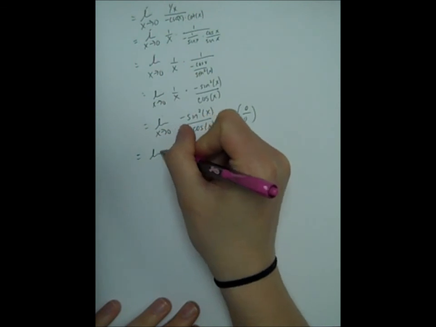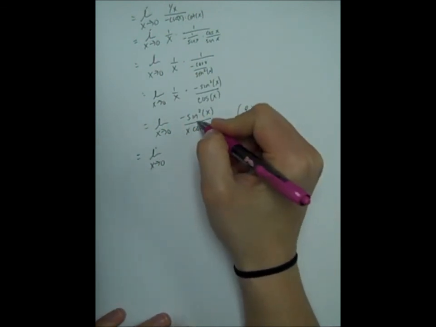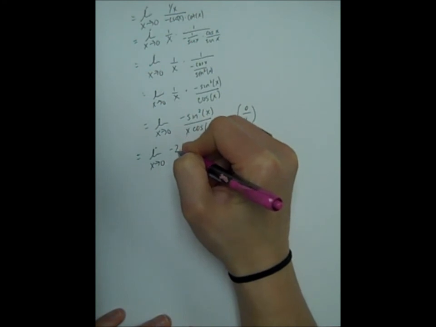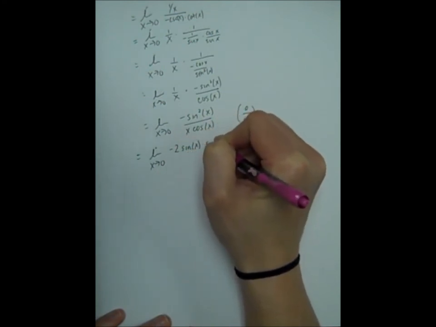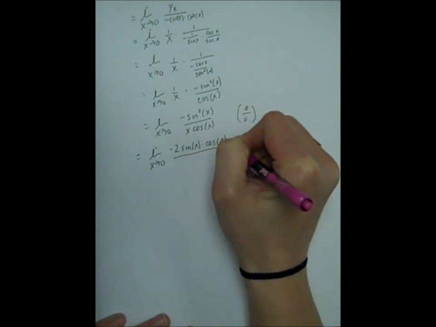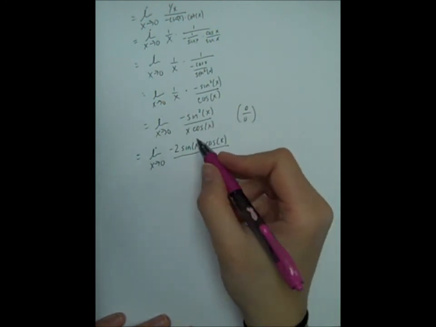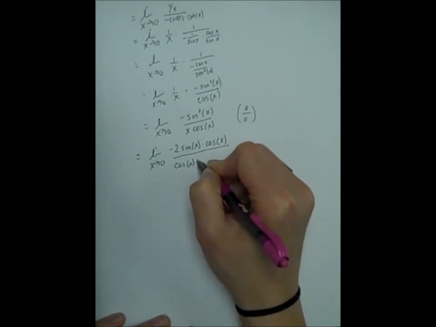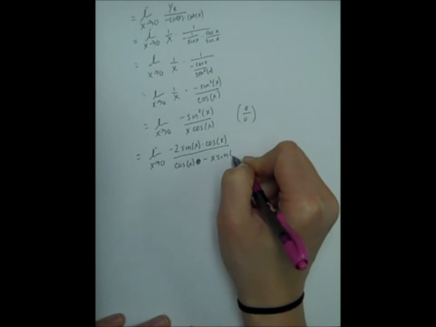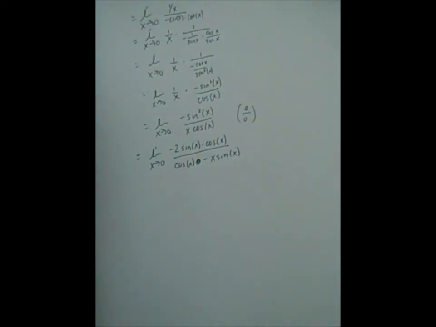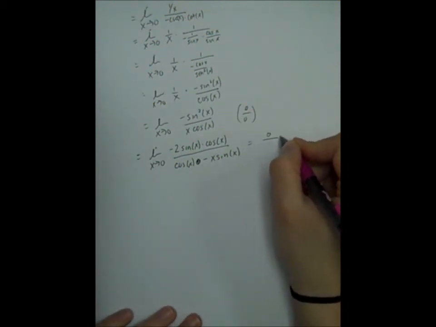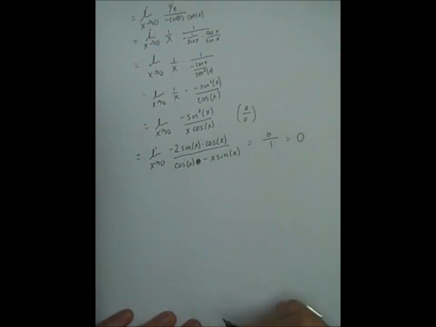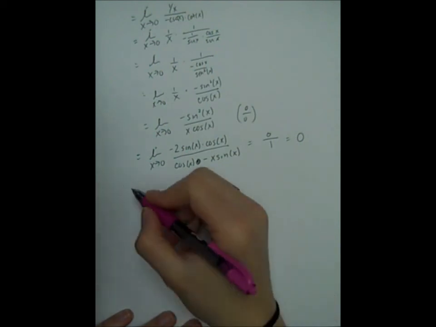So let's take the derivative of the top and bottom. The derivative of the top, that's going to be the chain rule. So I get negative 2 sine x times cosine x. Take the derivative of the bottom using the product rule, so I'll get cosine x plus, I should say minus x sine x. Now what happens when I plug in 0? I get 0 over 1, which is 0. Now that's not my problem though.